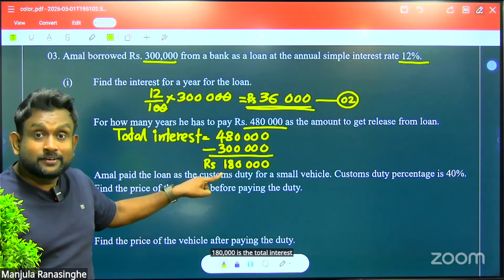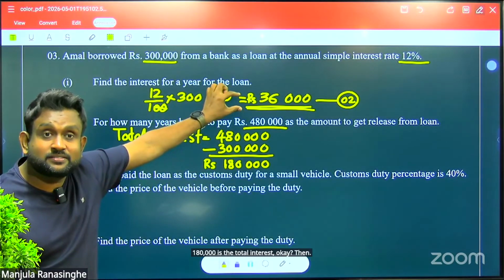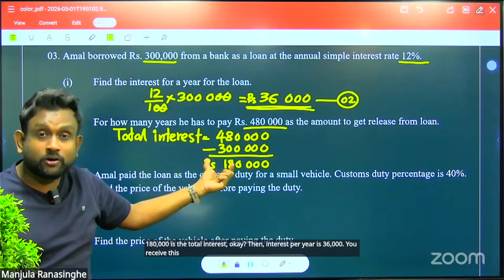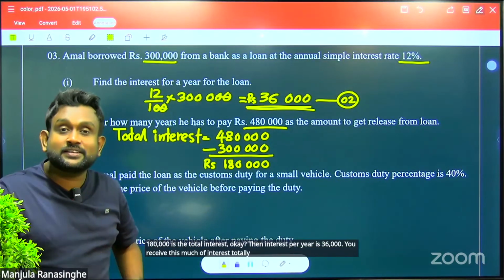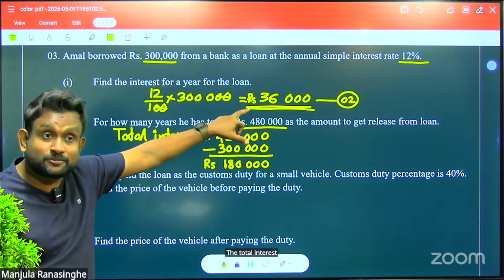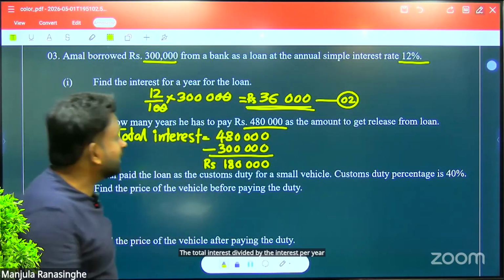Okay, then interest per year is 36,000. You receive this much interest in total. Then how many years elapsed? Take the total interest divided by the interest per year. You can calculate the time.